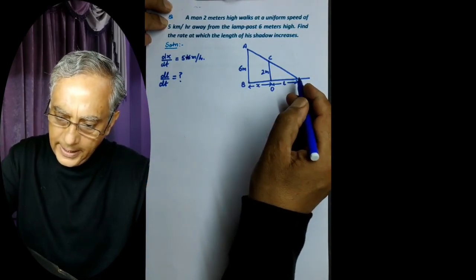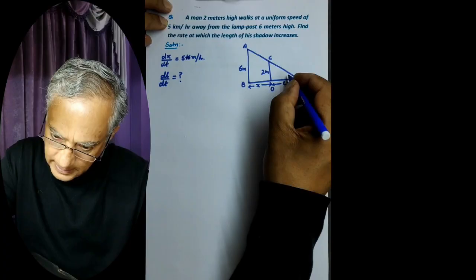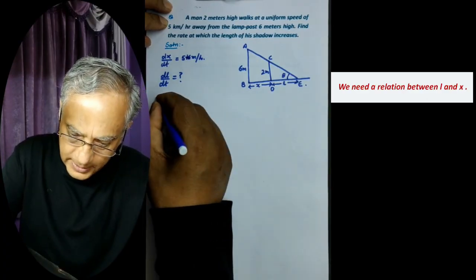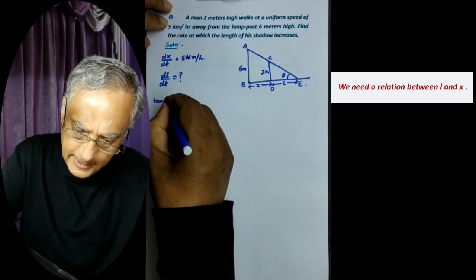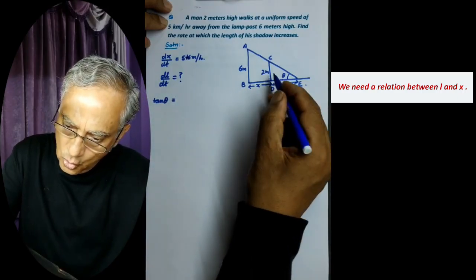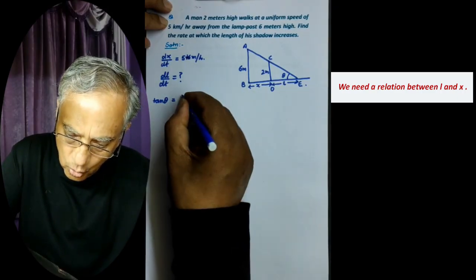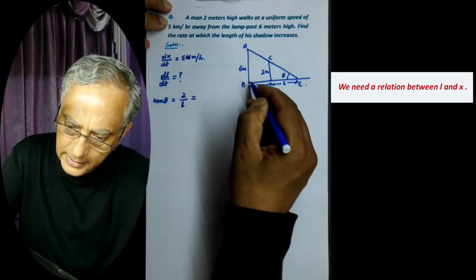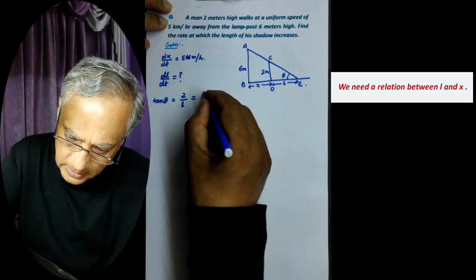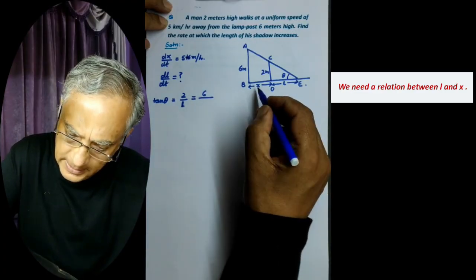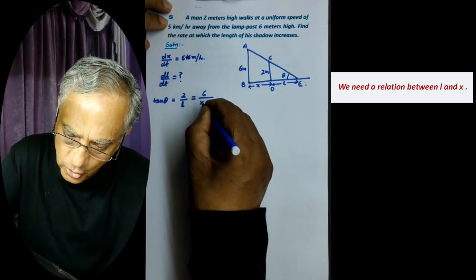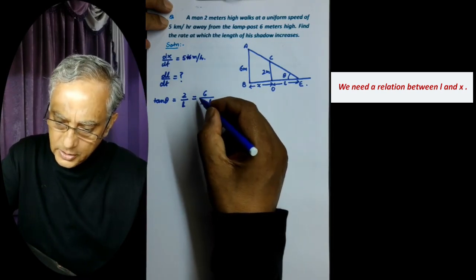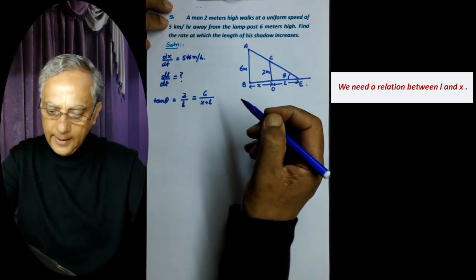Now in this triangle, if this angle is say theta, then tangent of theta is equal to 2 by L. And this is equal to, from this triangle, tangent of theta is 6 upon x plus L. You can also use similarity of triangles. This is equal to 6 over x plus L.